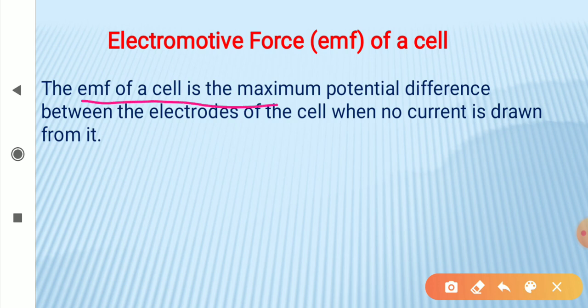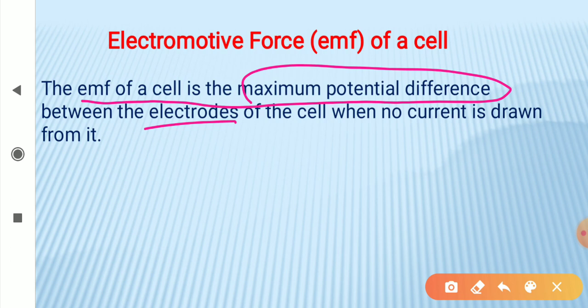EMF of a cell is maximum potential difference between the electrodes of a cell when no current is drawn from it. So आपके पास cells के electrodes के बीच में जो maximum potential difference है वो EMF है. The condition is no current is drawn from it, or we say that the cell is in open circuit.